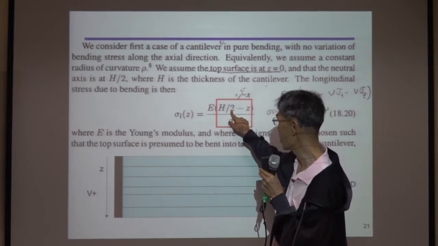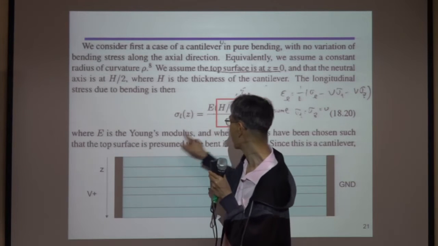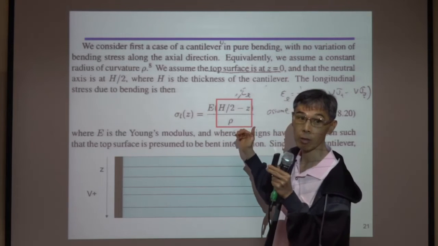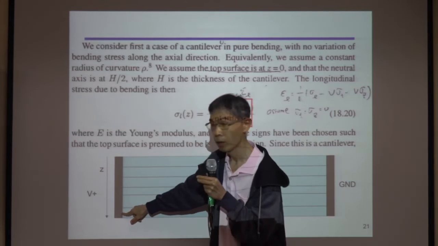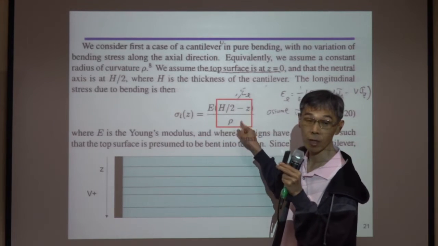If z is less than H over 2, this is positive, meaning tension. But if z is larger than H over 2, this term is negative, and we have compression.